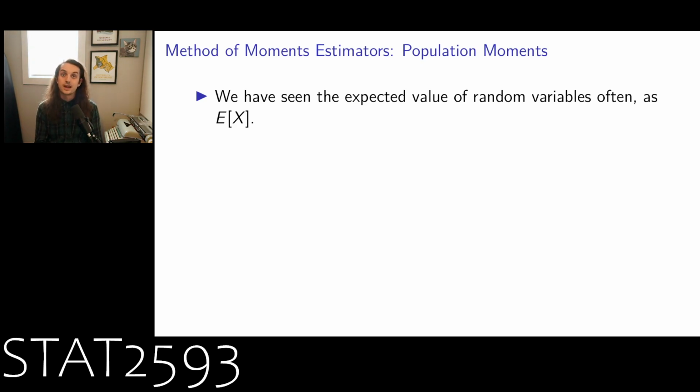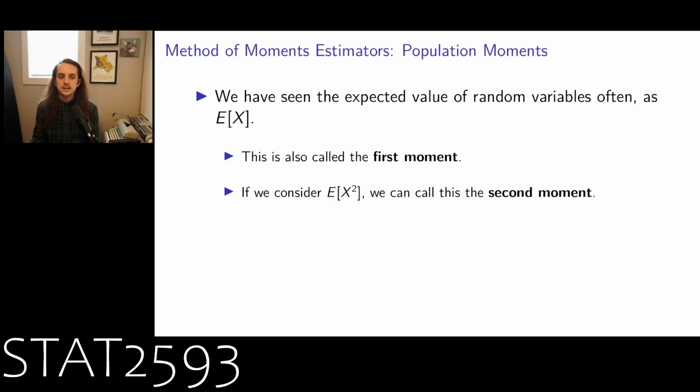The idea first is that we have to define what we mean by a moment. So we've seen that the expected value of a random variable is denoted E of X, right? We can also call this the first moment. Now, if you consider E of X squared, that's what we would call the second moment. And so we know E of X squared is related to the variance, but it's not exactly the variance, right? And so we know how to compute the expectation of a function of a random variable. And so we can just compute E of X squared like this. And we give this special name, the second moment.